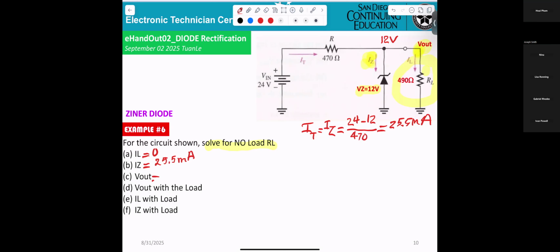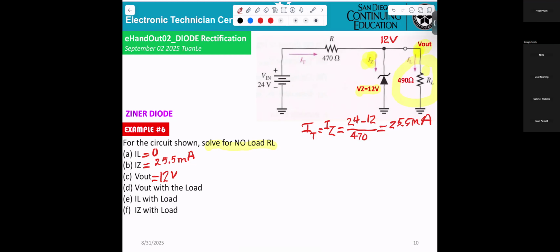What's V out? Yep, 12. Now go to part D, V out with the load. So now they add in the load. They're adding the load.